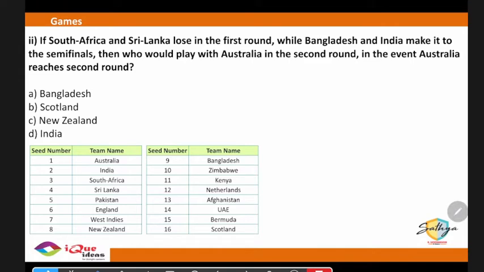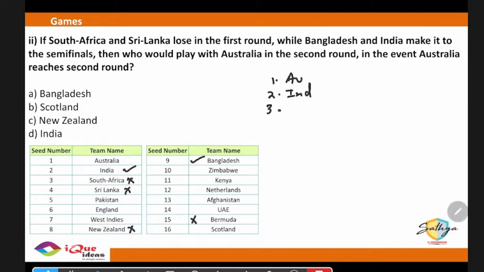If South Africa and Sri Lanka lose in the first round, so South Africa and Sri Lanka are out, and Bangladesh and India make it. So Bangladesh has made it and India has made it. So if India has made it, who has lost? Bermuda. And if Bangladesh has won, that means who has lost? New Zealand. So then who is my list of winners that I have to go with? The first one in the second round is definitely Australia. Second player is definitely India. Third and fourth is gone. So that is the winners of the match that I have to put. So who are the winners of the match?